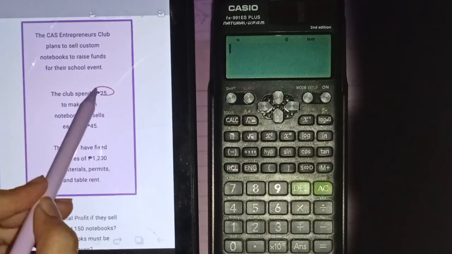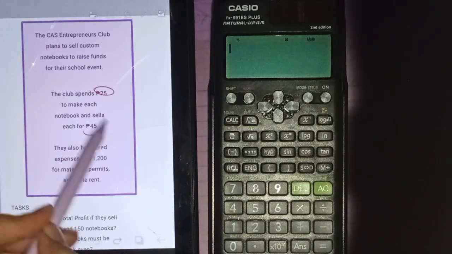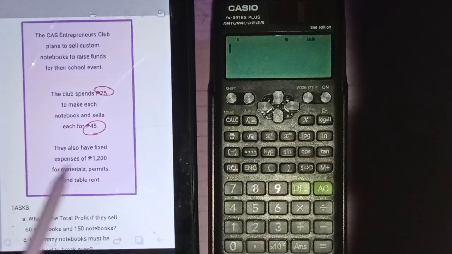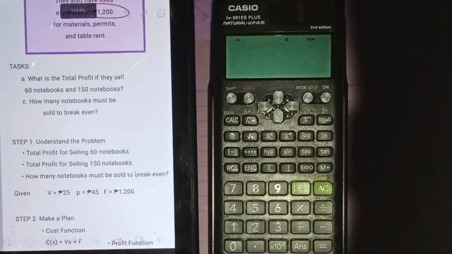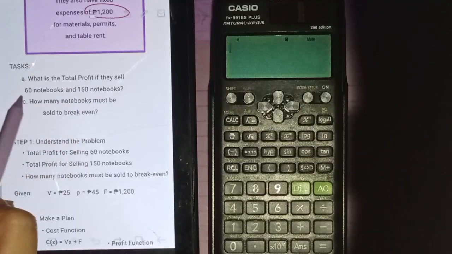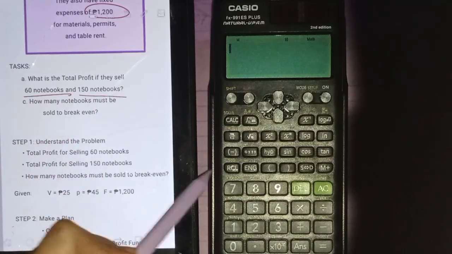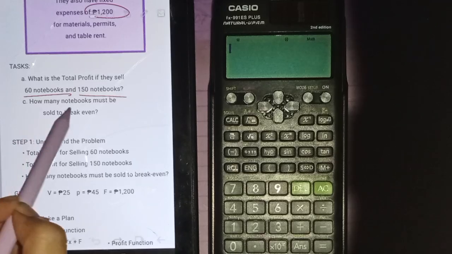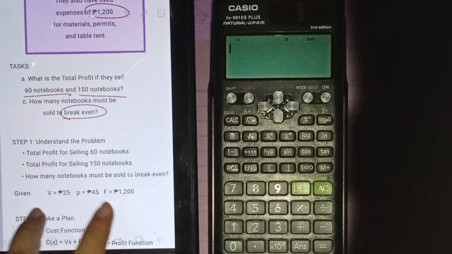The club spends 25 pesos to make each notebook and sells each for 45 pesos. They also have fixed expenses of 1,200 for materials, permits, and table rent. Now the tasks given are: what is the total profit if they sell 60 notebooks and 150 notebooks? And the second being, how many notebooks must be sold to break even?